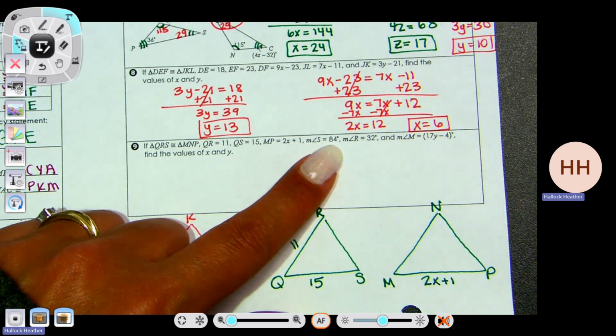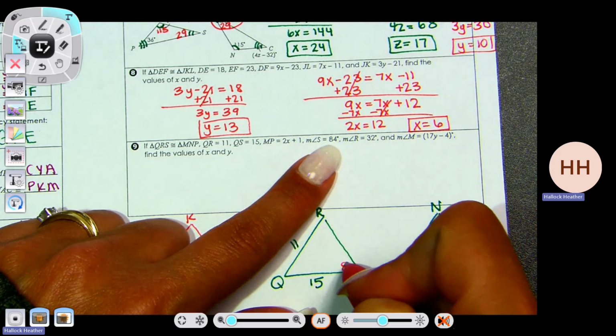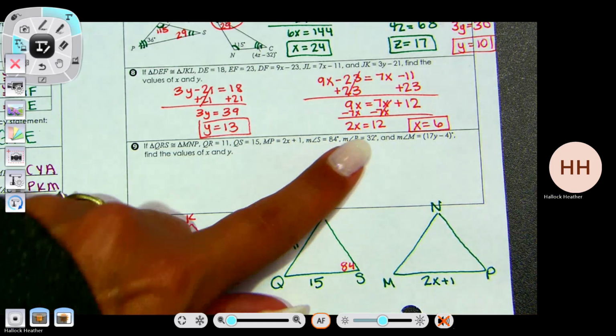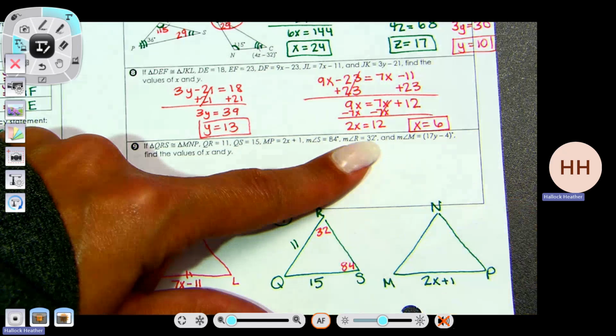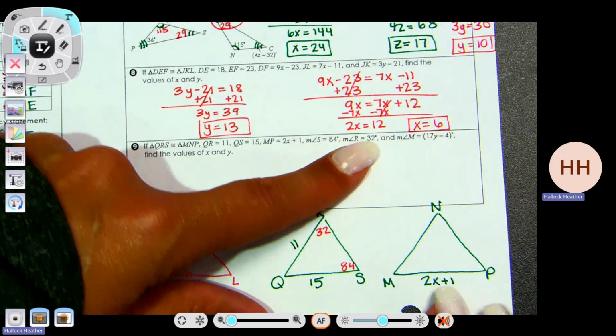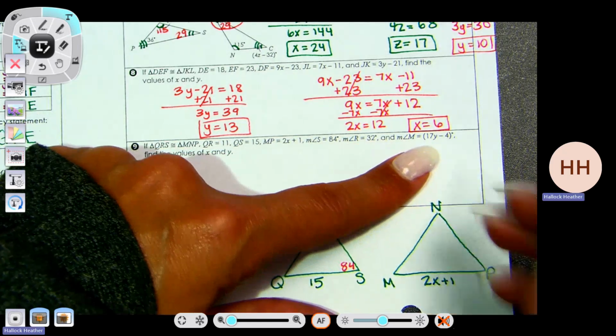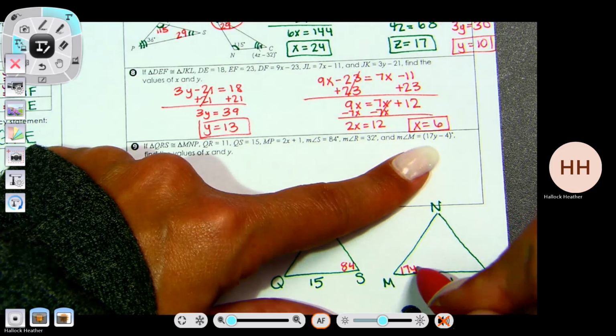So I'm going to do this in a different color. So 84 degrees is in the corner. Angle R is 32. So it's on the inside because it's an angle. And then the measure of M is 17y minus 4.